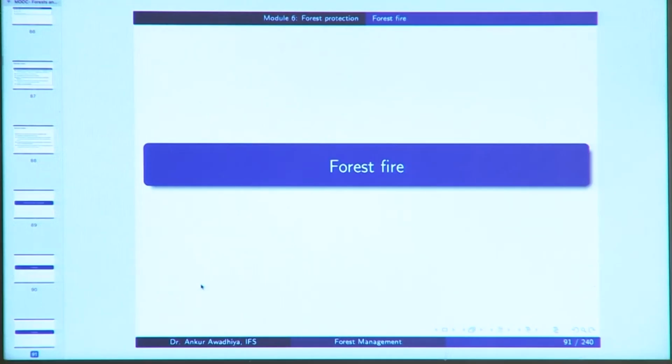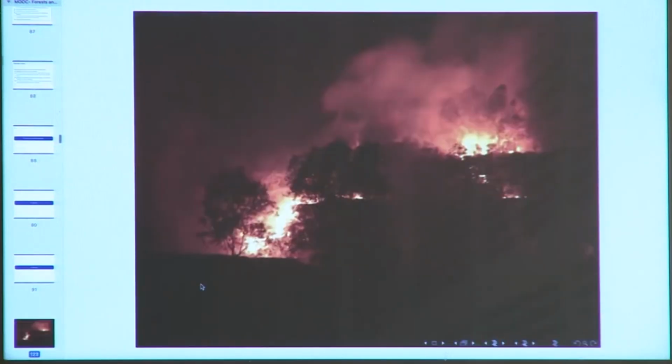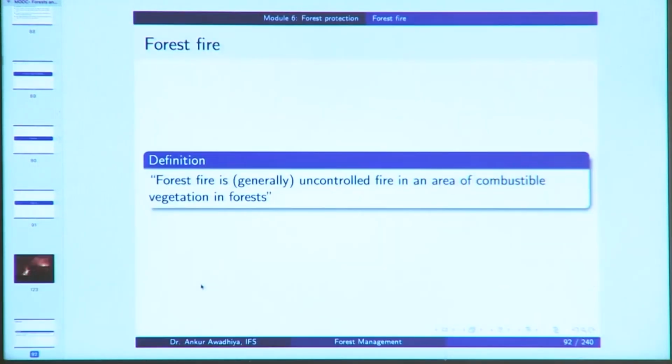In the next lecture, we started with forest fires. This is an example of a forest fire, and a forest fire is defined as a generally uncontrolled fire in an area of combustible vegetation in the forest.